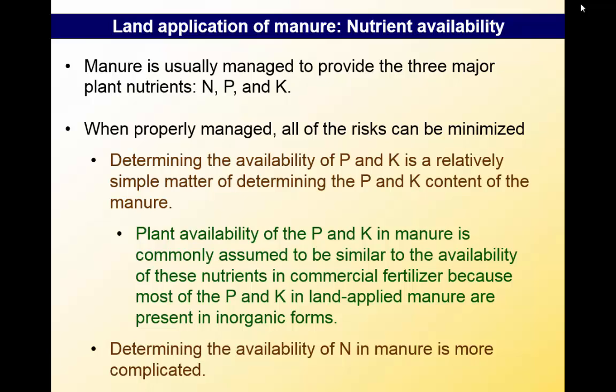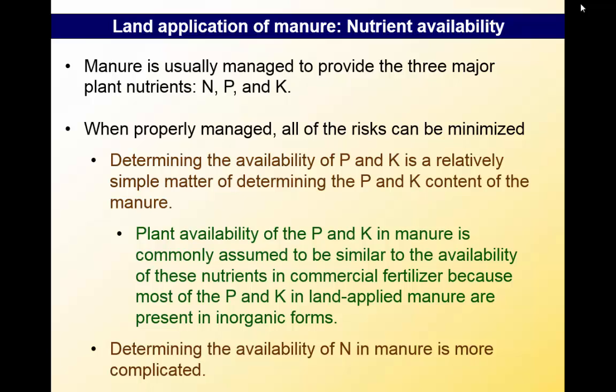Phosphorus and potassium are considered to be available. And what's in the manure is going to be available to the crops. So whatever you measure when you send it off to the lab, whatever the phosphorus and potassium is in there, it will be available to the crop.